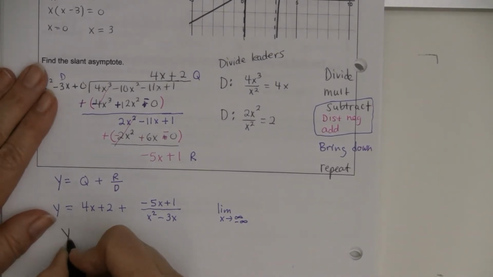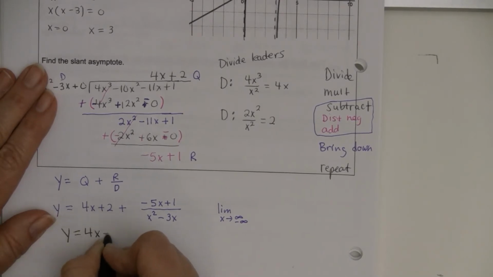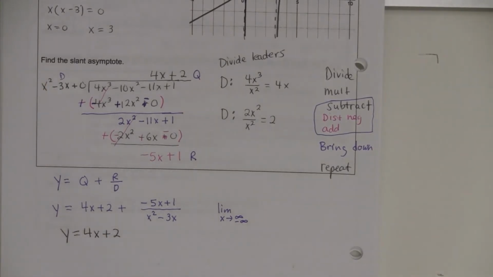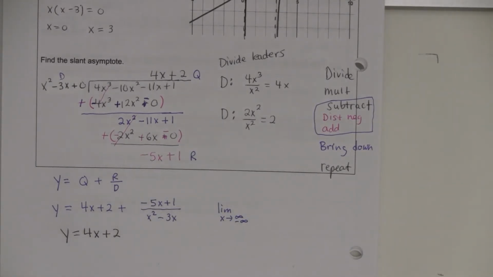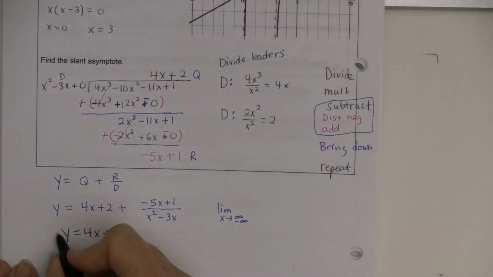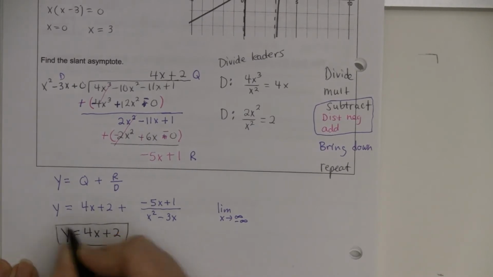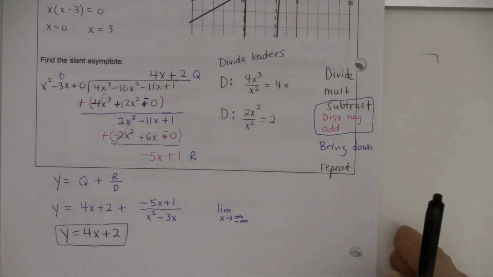So do you friends see the shortcut that I was going to tell you about? Do you guys see what I was going to say on shortcut? Is that I don't really care about the remainder because the remainder is going to be going to zero. So it is really just the quotient that is my slant asymptote. And so I want to put that slant asymptote on my grid over here.